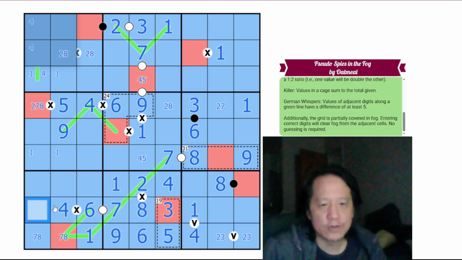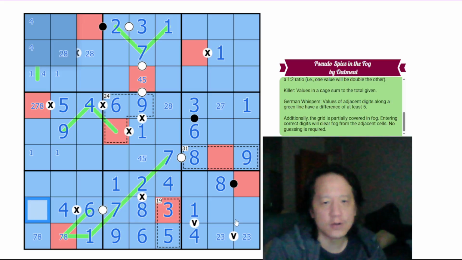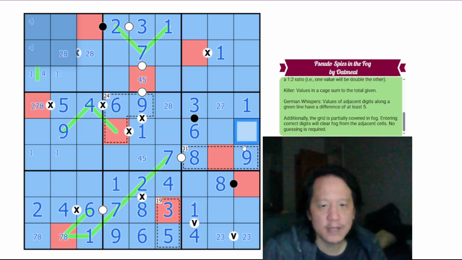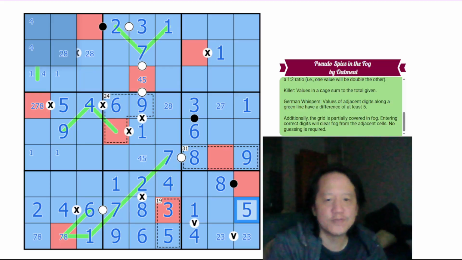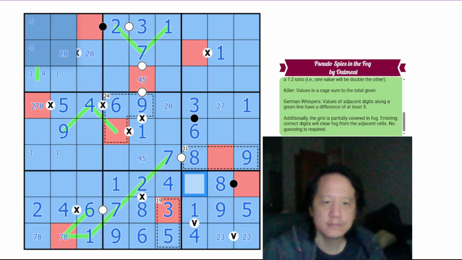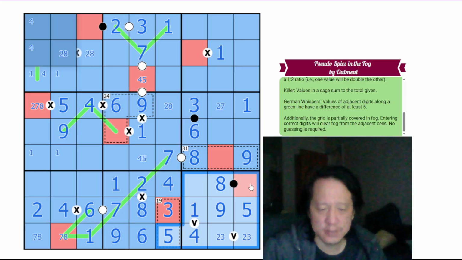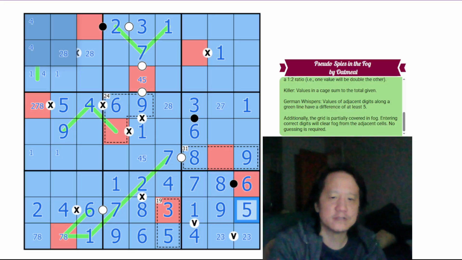Remaining digits in row 8. Well, 2 can't be here, so 2 has to be here. And they have to be 5 and 9. 9 can't be here because 9 in the column, so this is 5, this is 9. Remaining digits in this lower right-hand box, we have 6 and 7. 6 can't be here because of 6 in the column, so this is 7, this is 6.